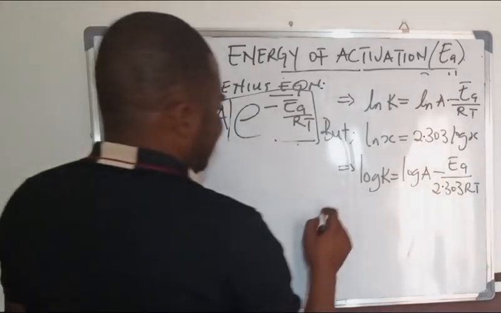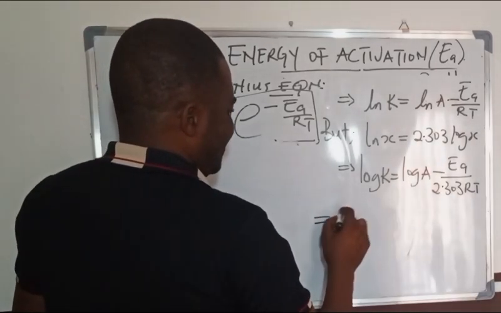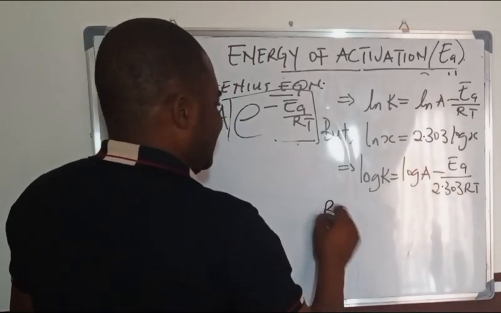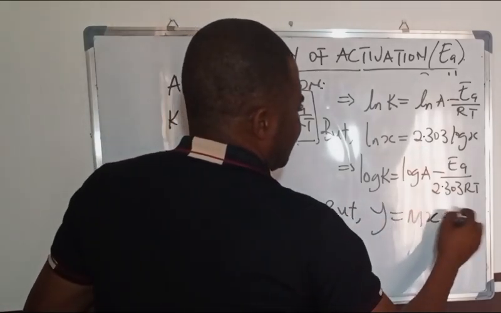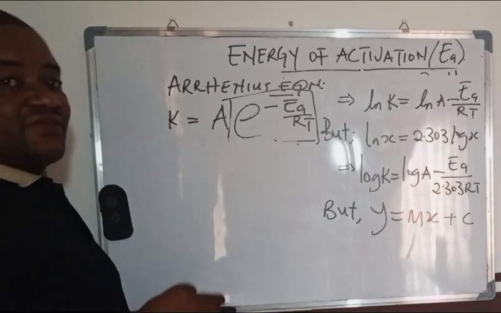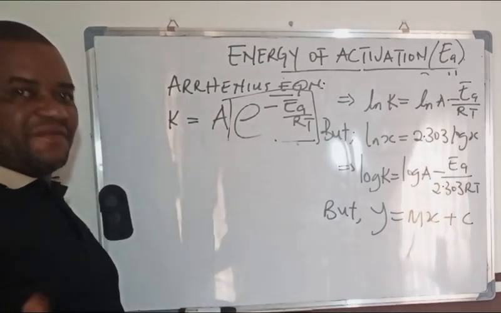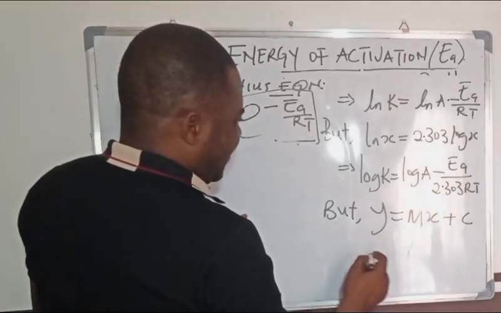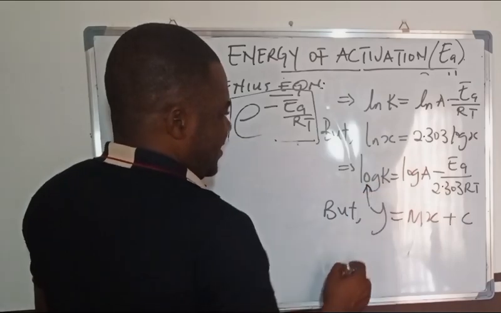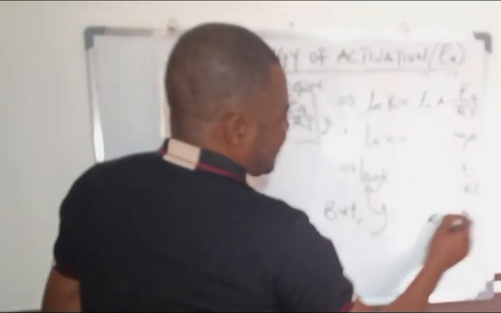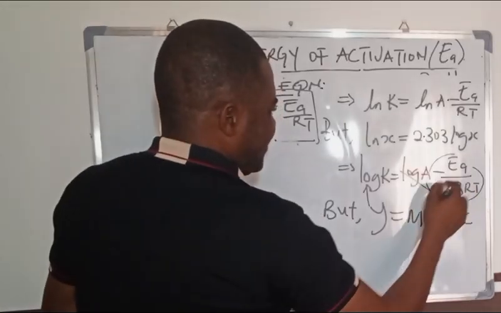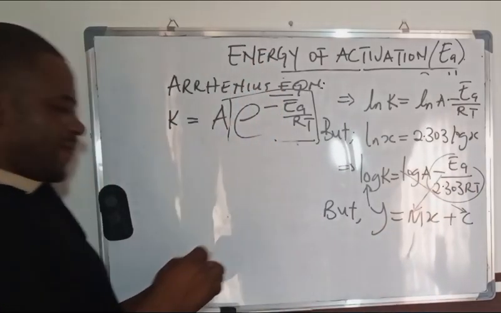So we can simply say that y is equal to mx plus c. That is for a straight line graph, which we are being given in the question. Where, of course, our y is this, and then our c is the intercept, and then the whole of this is our m.